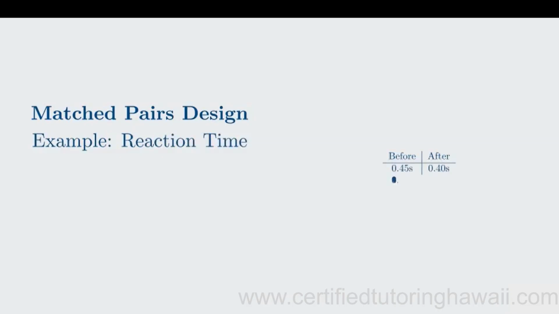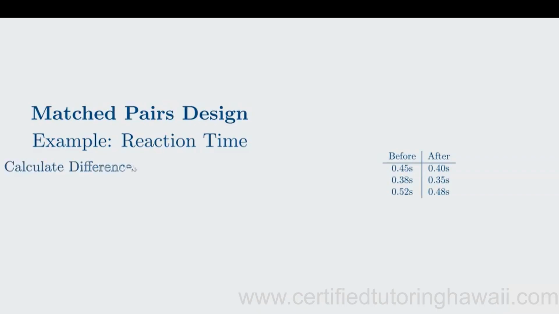Sometimes, we aren't just looking at one group, but rather two measurements for the same individuals, or pairs of very similar individuals. This is called a matched pairs design. In a matched pairs design, we have two dependent samples. For example, think of a before and after study, like testing a person's reaction time before and after drinking caffeine.